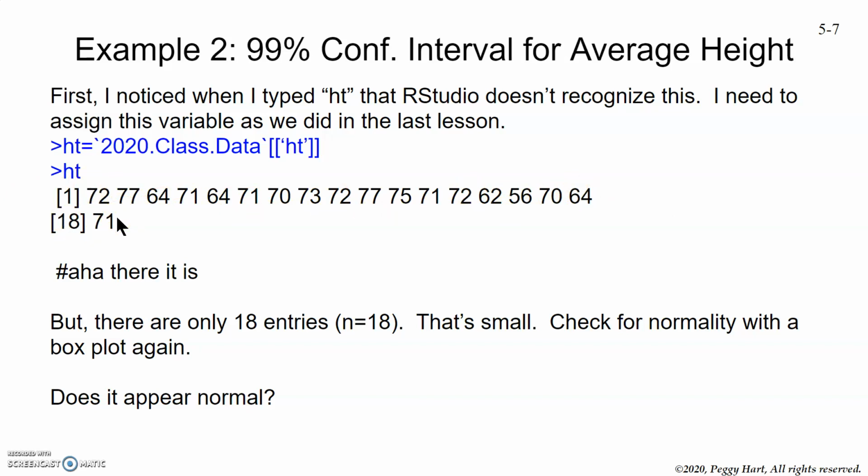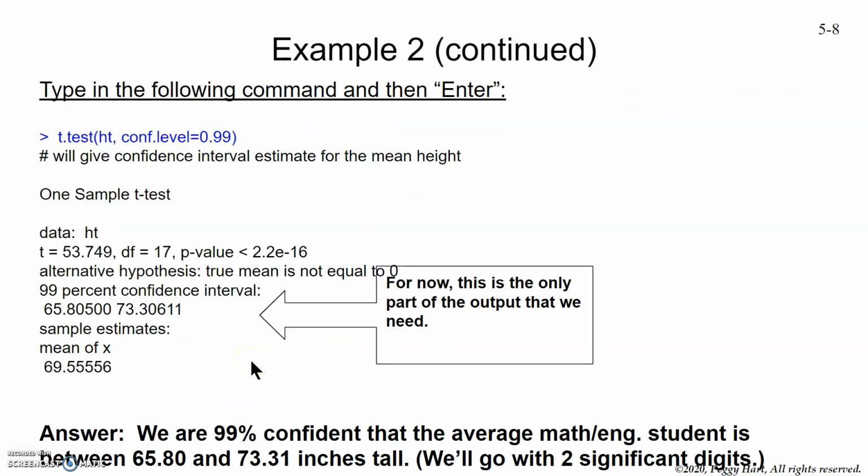So just showing you, sometimes there's weird things that you have to do, okay? But there's still only 18 entries, and that's small. Check for normality with the box plot again. Does it appear normal? So try the box plot and see if it's normal. If it's normal, then we could use this t-test script to find the confidence interval.